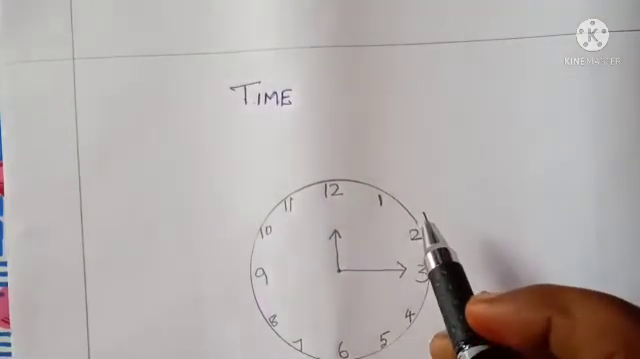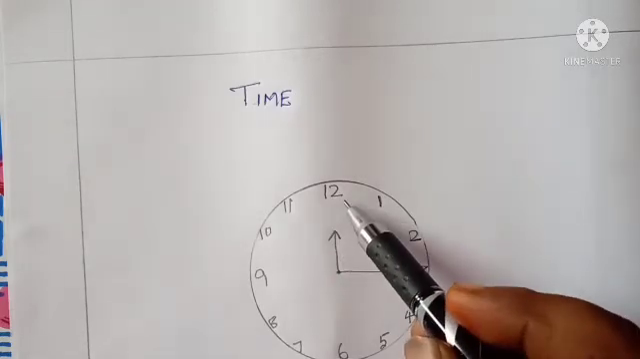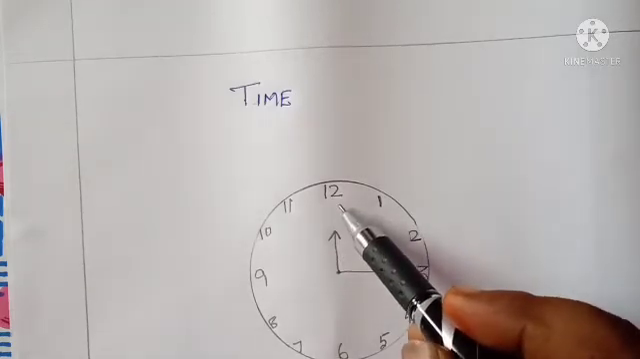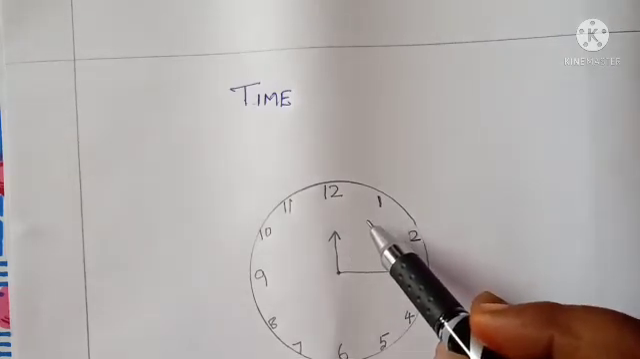How to find out the hours? Easily find out the short hand. It shows the number. Here it shows 12. Then it moves to 1, so you say the time is 1 hour.